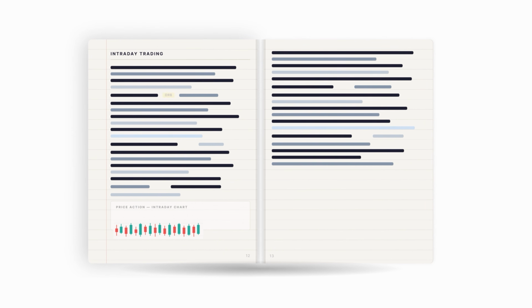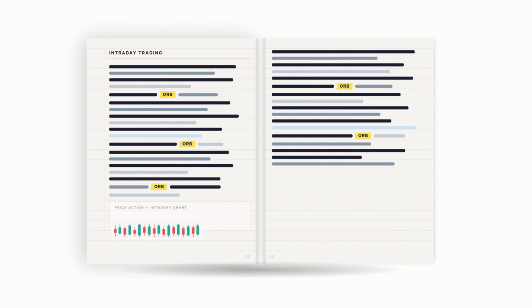Today, I want to talk about a concept from the world of intraday trading which is as fundamental and as basic as it can get. It's called opening range breakouts. If intraday trading was a language, ORB is a bit like alphabets. That is how fundamental it is.